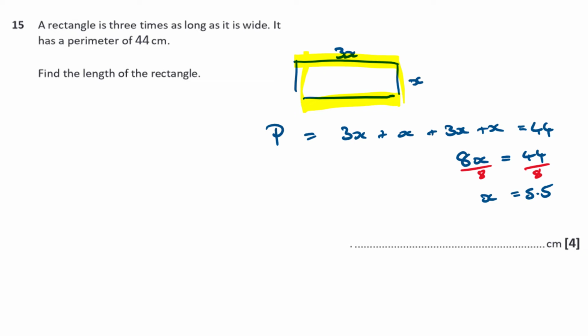So that is the width then, isn't it? That's 5.5. Now the question asks for the length, which is this one over here. So 3 lots of 5.5, that is 16.5 then, isn't it? So the length is 16.5.